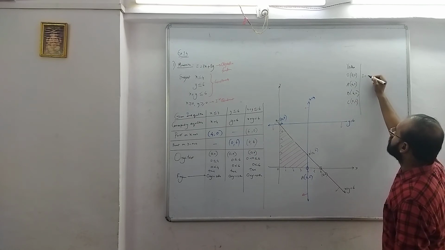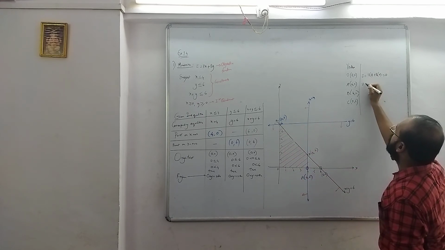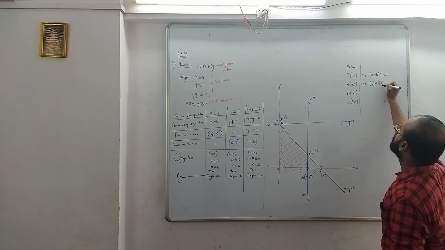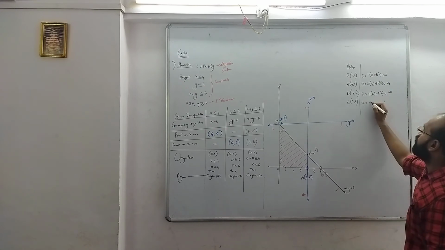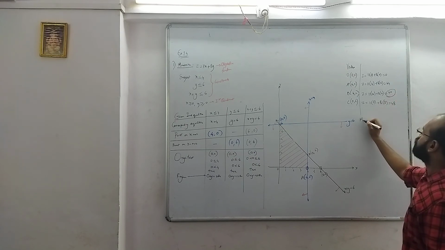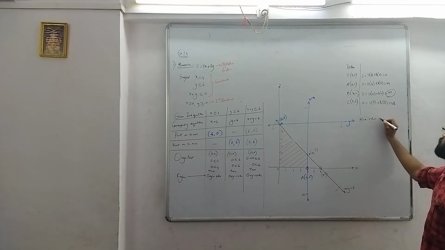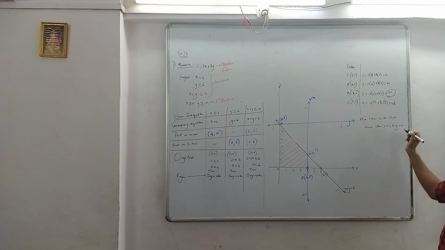So Z is equal to: 11 into 0 plus 8 into 0, which is 0. 11 into 4 plus 8 into 0, which is 44. 11 into 4 plus 8 into 2, which is 44 plus 16, 60, correct? 11 into 0 plus 8 into 6, which is 48. The maximum value is 60, which occurs at x equal to 4 and y equal to 2.